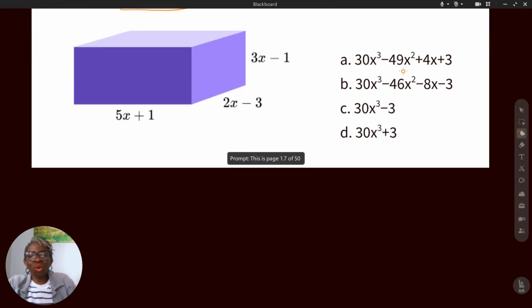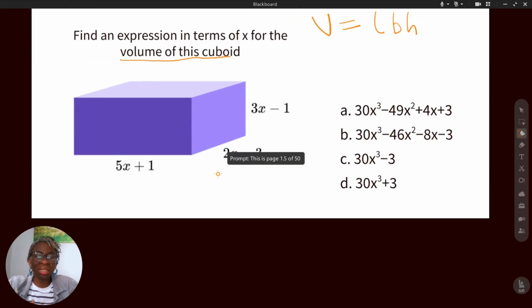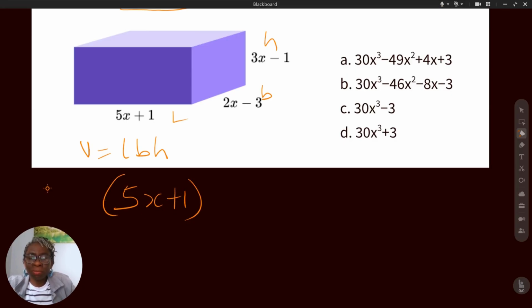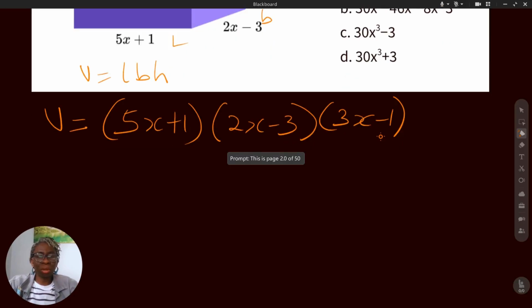Let's see. We are to find the expression in terms of x. And we know that the volume of a cuboid is length times breadth times height. So this is the height, this is the length, and this is the breadth. So the expression for the volume will be 5x plus 1, times 2x minus 3, times 3x minus 1. So let's take it one after the other.